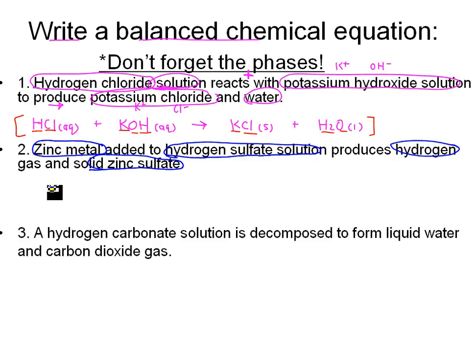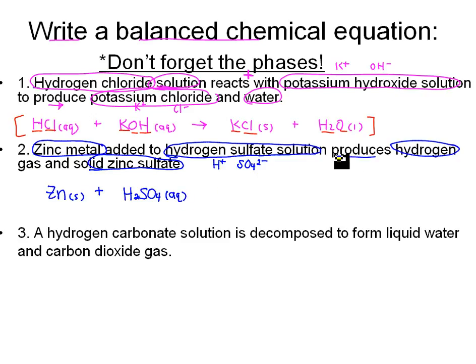Zinc metal by itself, you know that zinc has a charge of +2, but when an element is just by itself, you don't put a charge with it, and it's a metal, so I know it's a solid. Zinc metal is added to hydrogen sulfate, so plus, and now let's write the chemical formula for hydrogen sulfate. I know that hydrogen is +1, sulfate is SO4 2 minus, and you get H2SO4. And it's a solution, so it's aqueous, AQ.